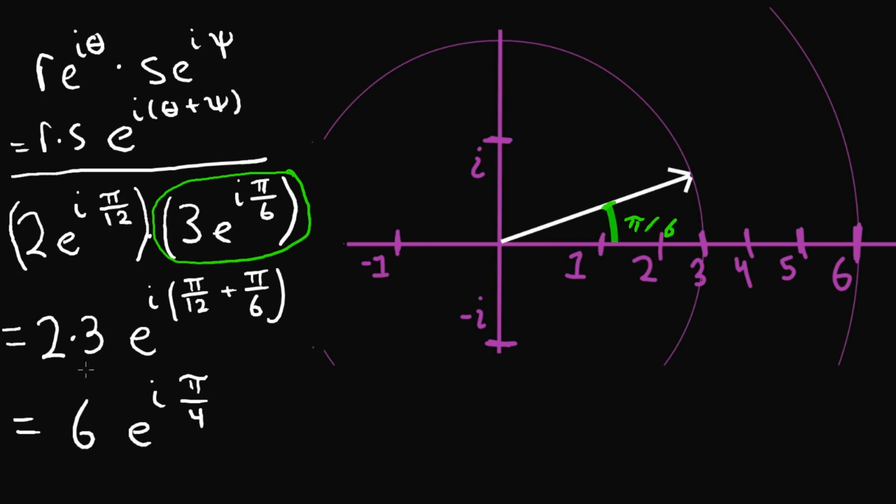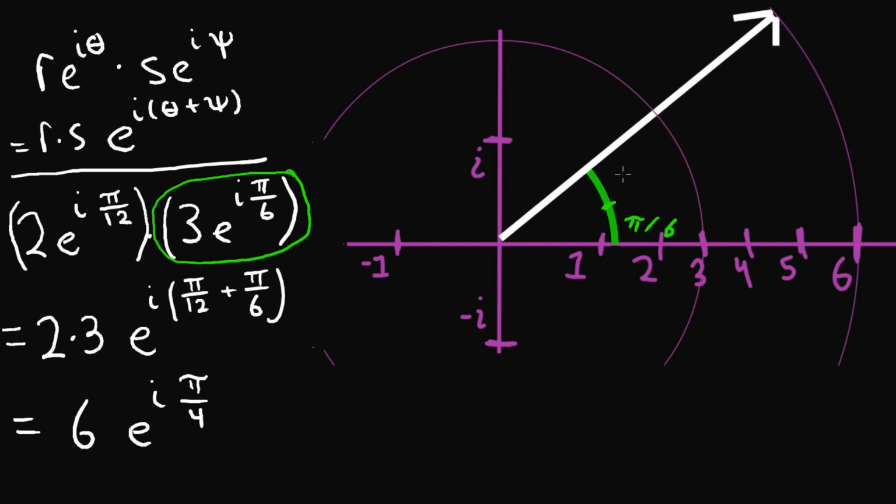Well, when we multiply, you see we multiply the lengths. So we're going to multiply the length by 2. So we're going to stretch out here to 6. And then we have to add the angle. So we're going to rotate an additional π/12 radians. So let's go ahead and do that. So up here we have an additional π/12. And we added them together, and that's π/4 for the total angle in there.